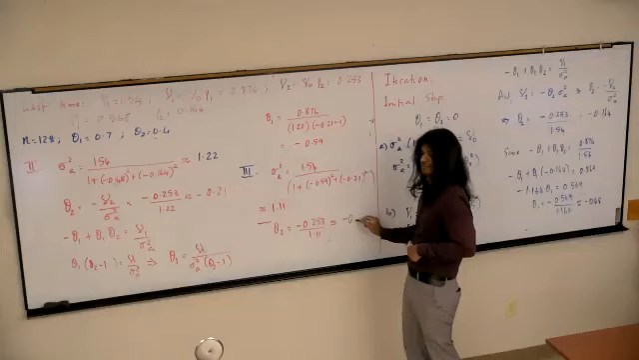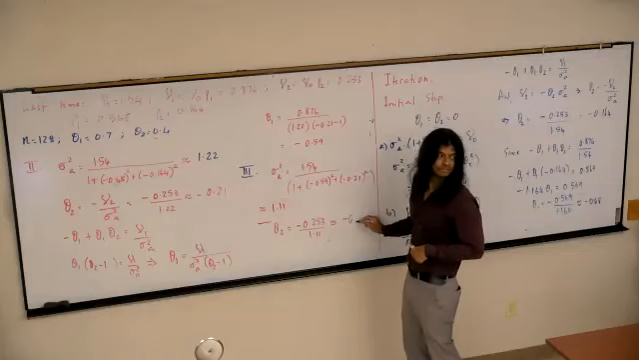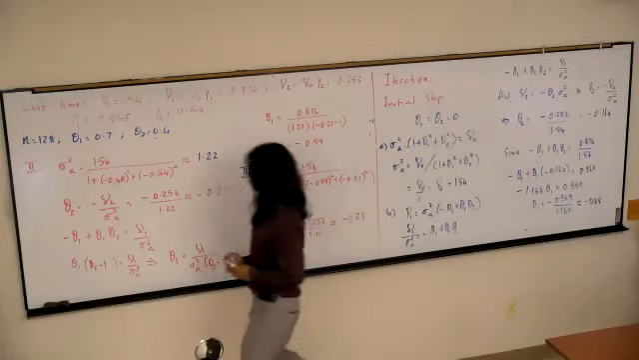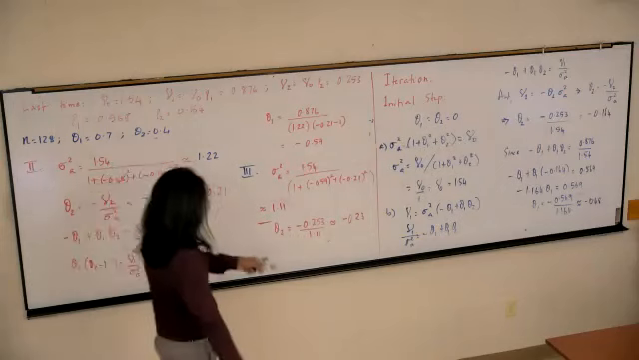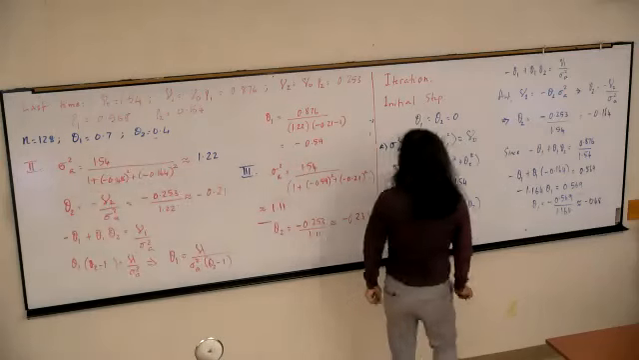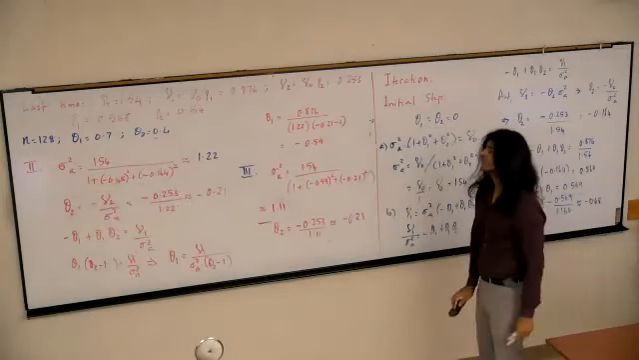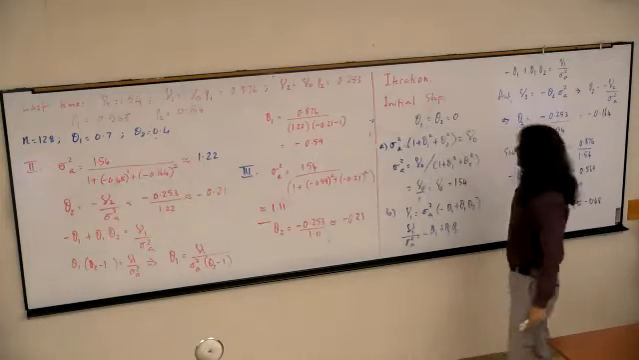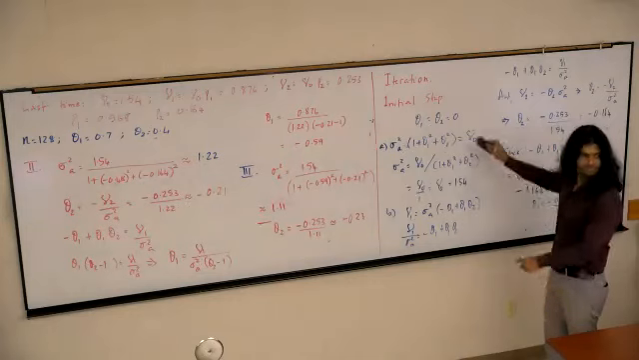Negative 0.23. What's the next decimal? 7. It's 227. Can I erase this one? Yes.